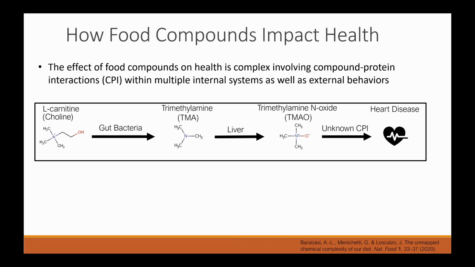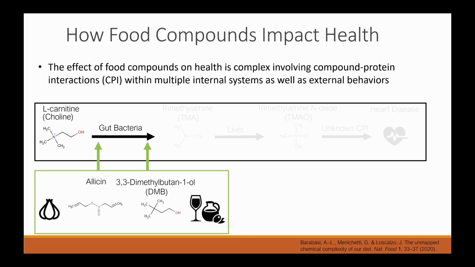And so what we can learn from this is that the way that food compounds interact with our body are complex, and our behaviors can also affect these pathways. For example, if we have a dish where we are introducing other compounds from other ingredients here, garlic and red wine, we can actually deactivate certain pathways with the compounds in those foods as well, as in this example here, where allicin and DMB will interfere with the conversion of choline into TMA.